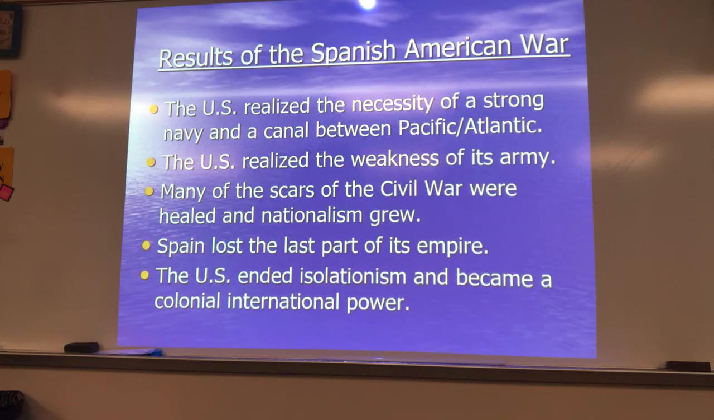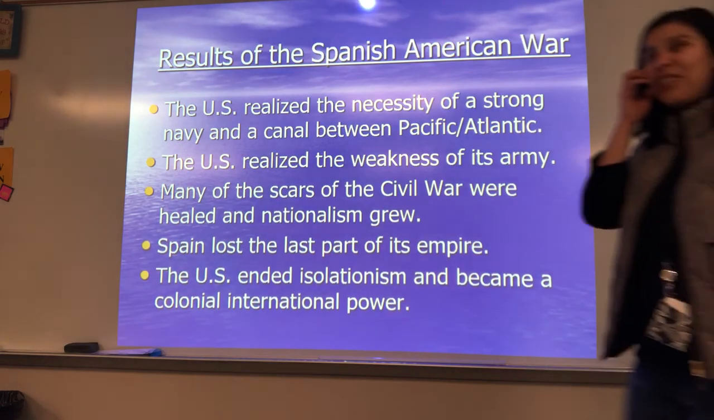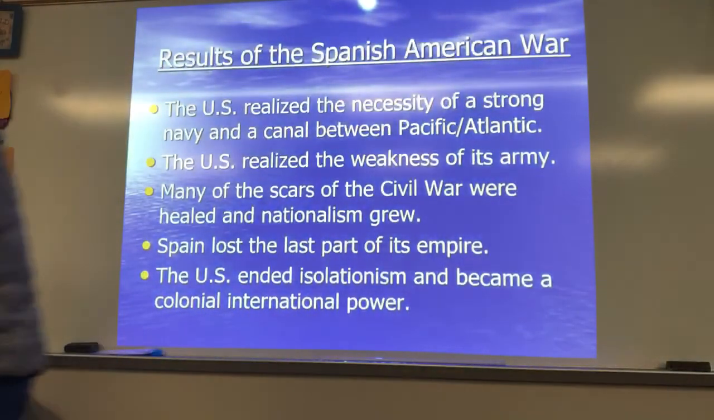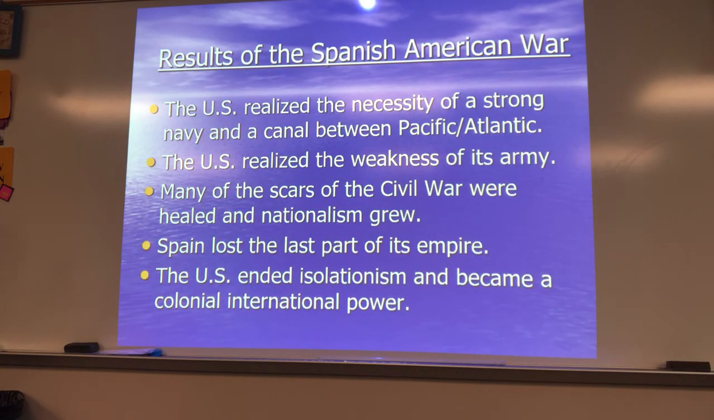But the results of the Spanish-American War. We realized that we need a strong Navy. Did we have a strong Navy yet? No. We realized the weaknesses of our Army. What were our problems with our Army? Yeah, they didn't have the right fatigues. They forgot some of their equipment.